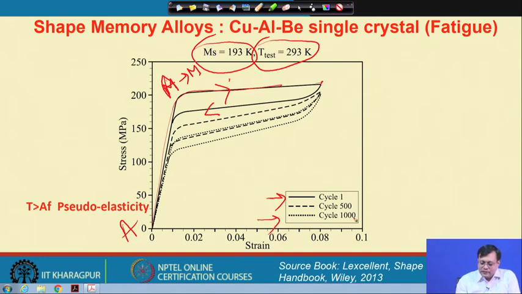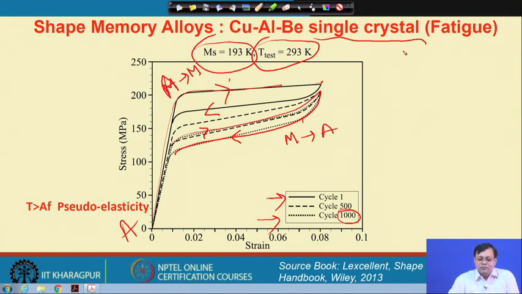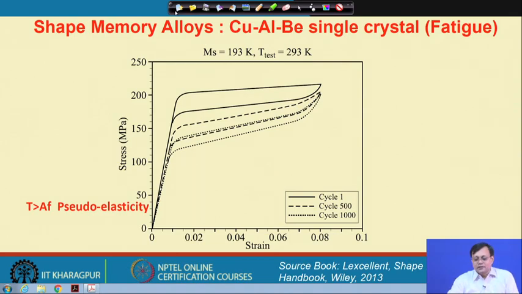Now, let us have a look at the 1000th cycle. Here is the loading, here is the unloading sequence, where martensite transforms into austenite. This is a single crystal that has been tested, and you can see that thermal fatigue or thermal cycling has an effect on the pseudoelasticity effect.